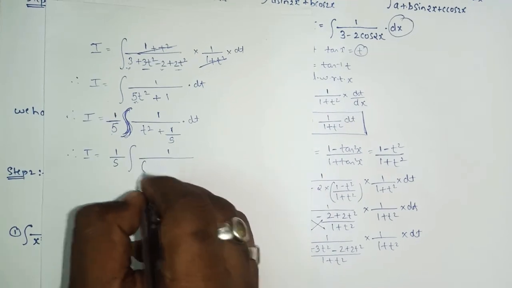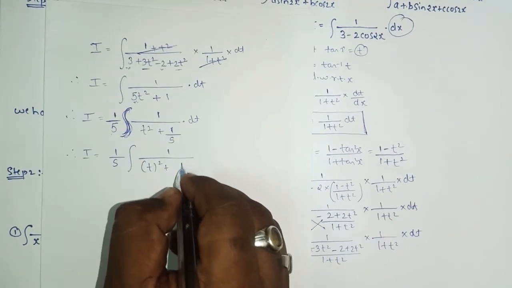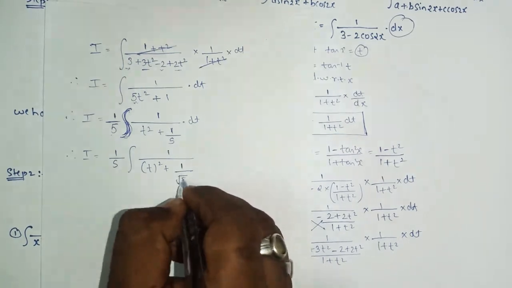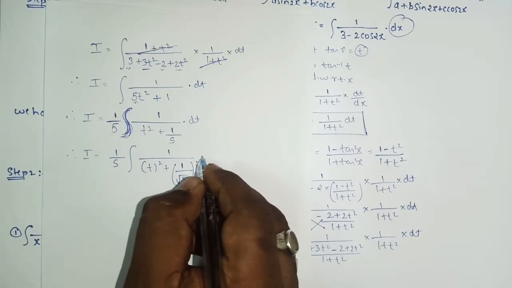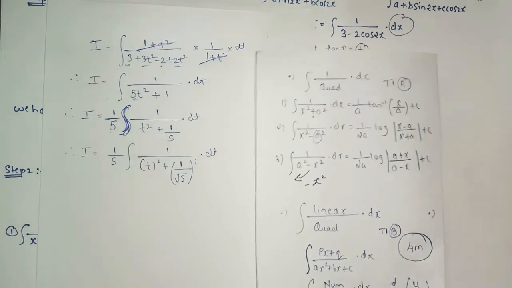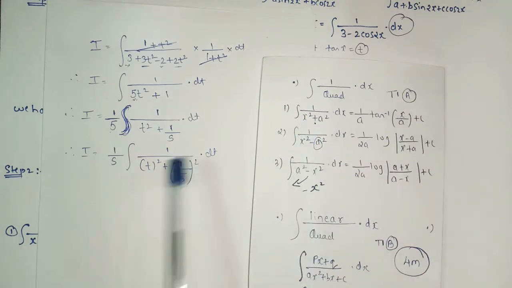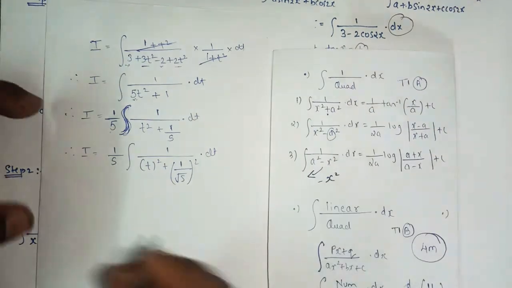So this will be what? t the whole square, and the square root of 1 is 1, and 5 we can write as root 5 the whole square. Now we have to guess the formula. As clearly we can see that the first is a variable, the second is a number, and plus is there, so we have to apply the first formula.